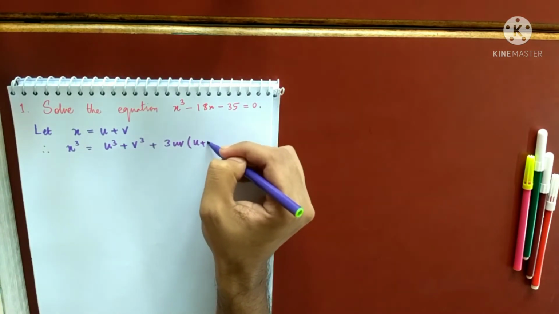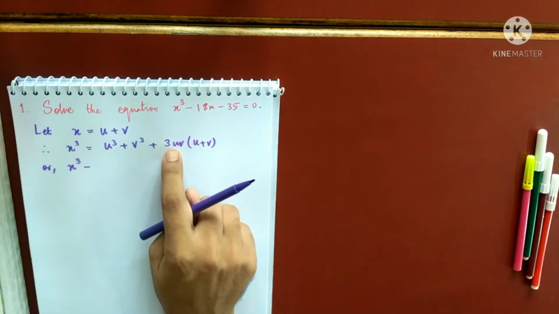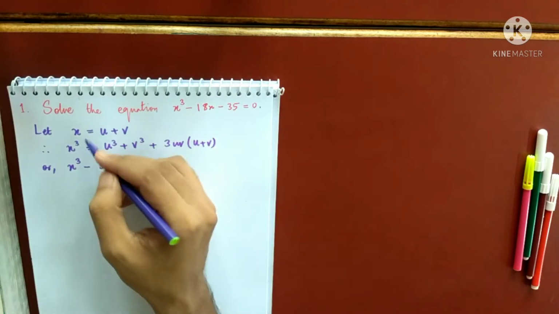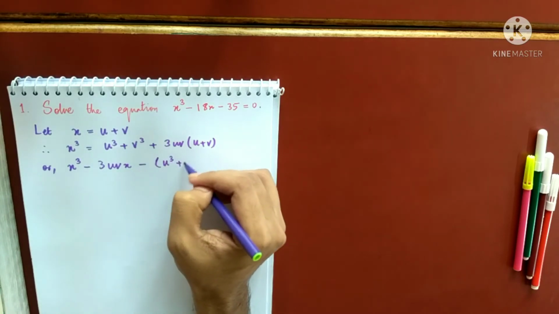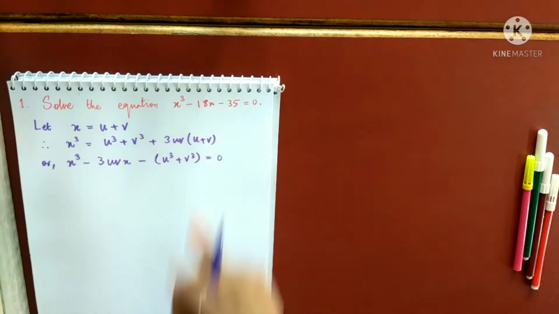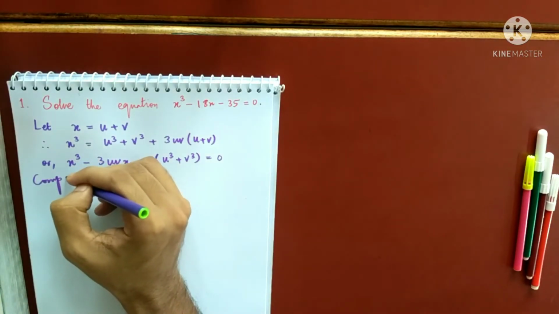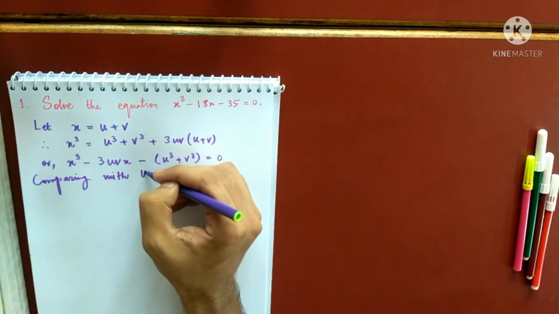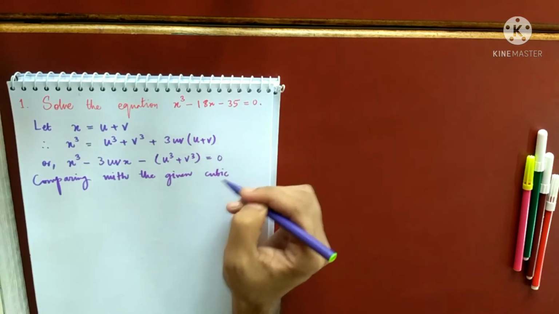u plus v. So x cube, sending this to the left hand side, minus 3uv, and u plus v is nothing but x, minus u cube plus v cube equals 0. So comparing with the given equation, the given cubic, what am I going to get?